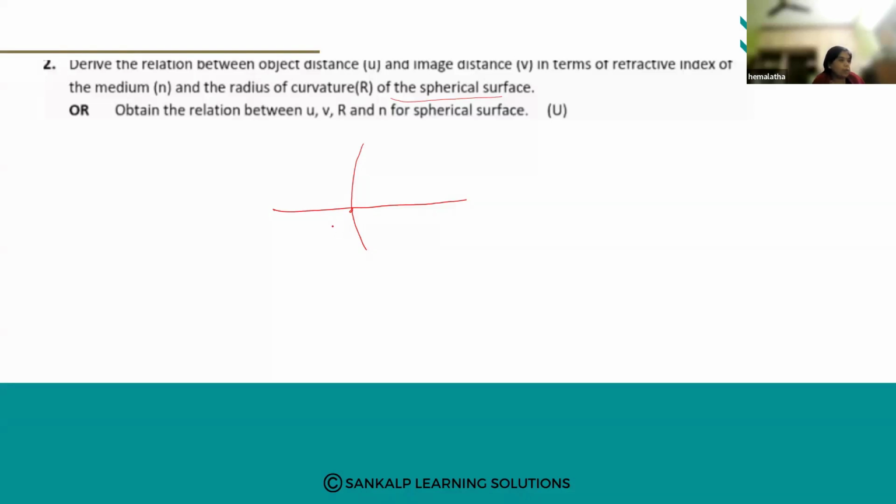We will take it like that because we don't want to confuse. M is there, N is there. Next one is R is here. So see, if C is there, that means this distance is R. Okay. Next one is what?